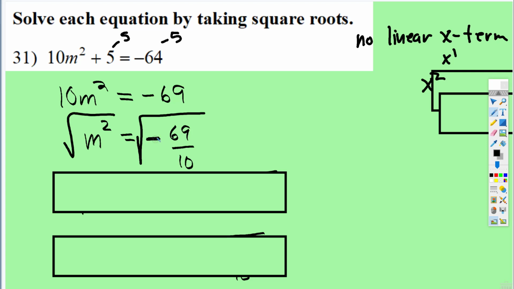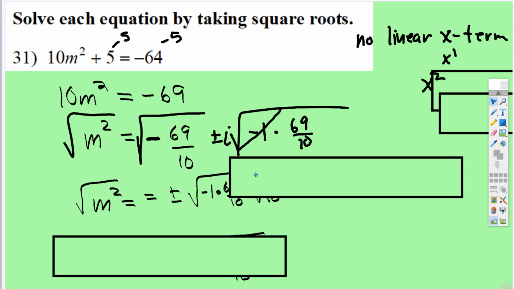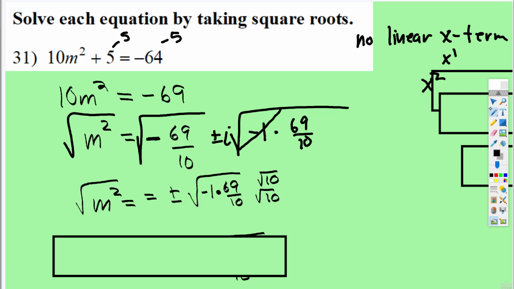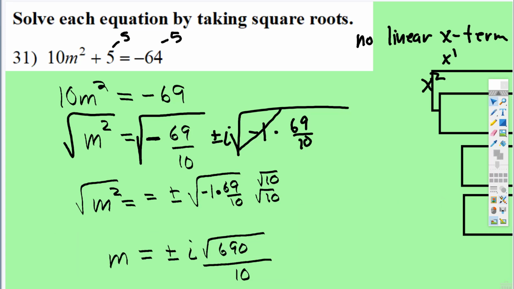Look, there's a negative sign in there, which means that we're going to have to rewrite this as negative 1 times 69 over 10. And what is the square root of negative 1? You can look at the front of my board. Remember what that is? You're going to have positive or negative imaginary i. And that's what I did there. I took the square root of both sides, and when I take the square root of both sides, that leaves an i that comes out.